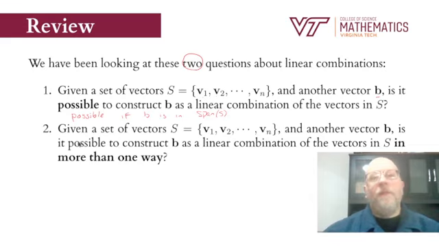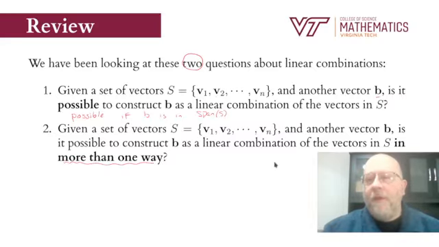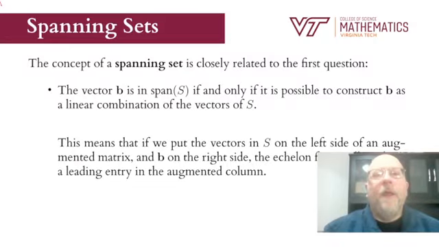Today we're going to look at this question. If we have a vector b, is it possible to construct b as a linear combination in more than one way? When we try to make this construction, will we have a free variable? Is there a way that we can tell without actually having to go through and solve the problem? All right, so as I mentioned already, we have answered the first question.